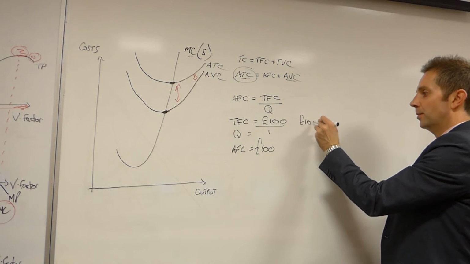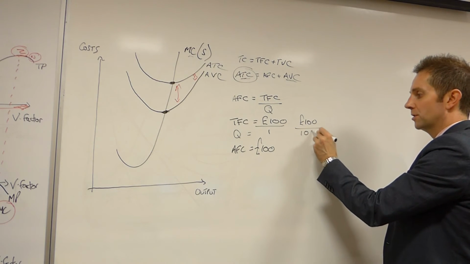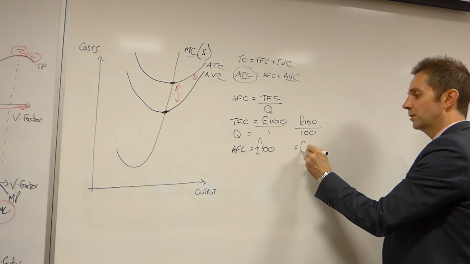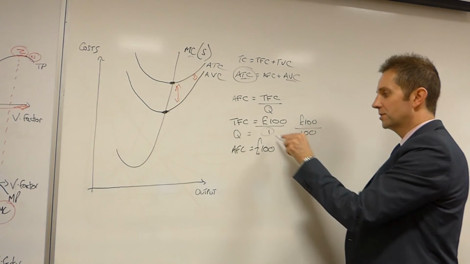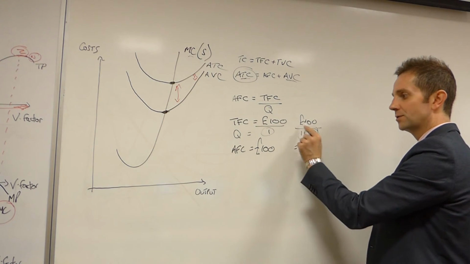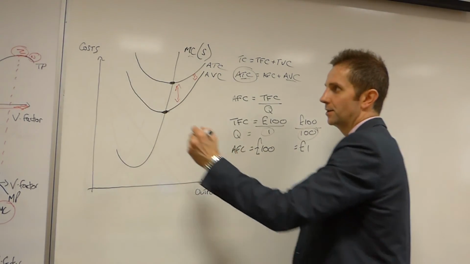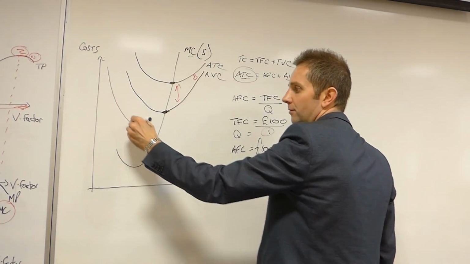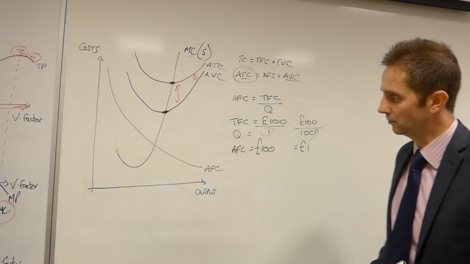Let's take another example. So now you're producing more units of output. So output, let's say, is equal to 100. So now your average fixed are equal to £1. So clearly, as you produce more units of output, and because the total fixed are remaining constant all the time, the average is falling all the time. And so that is why the average fixed cost curve, ladies and gentlemen, falls continuously, like so.